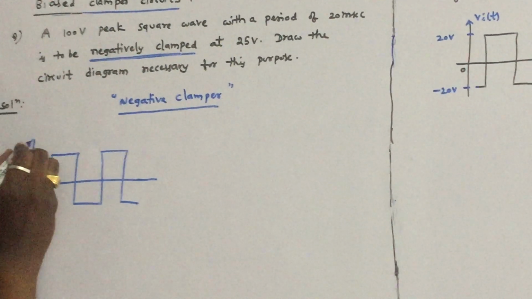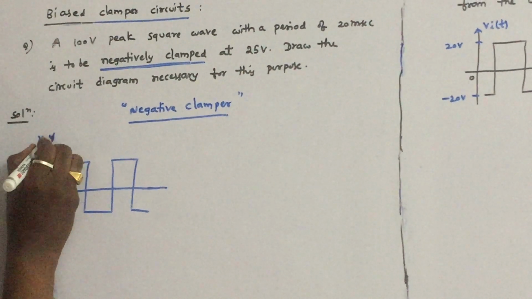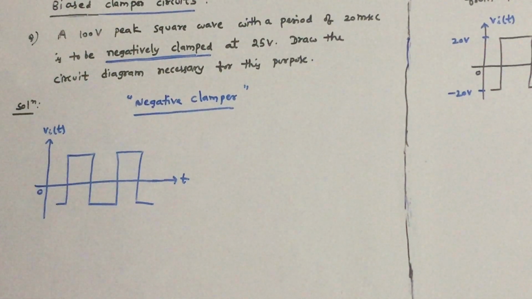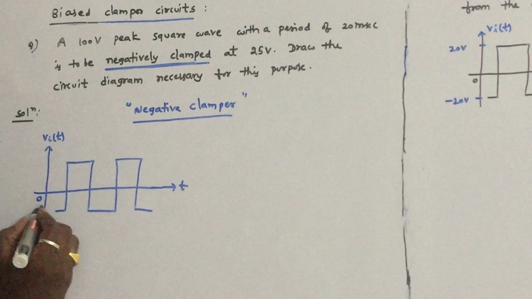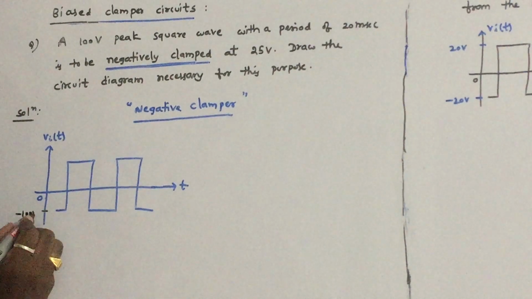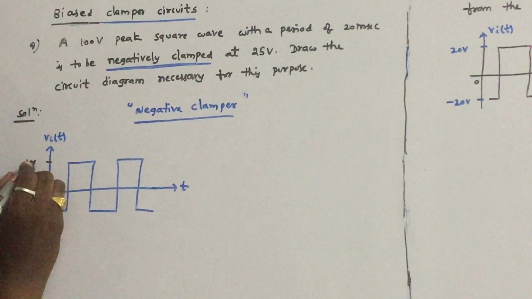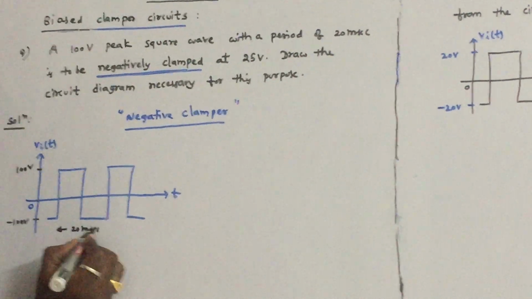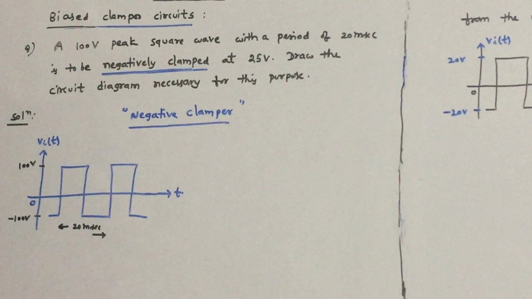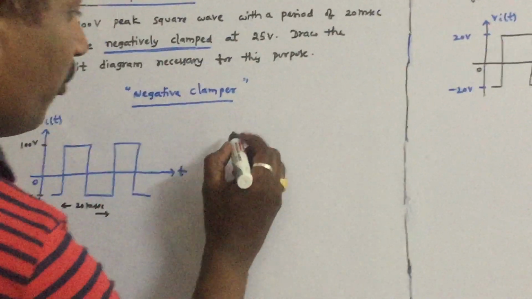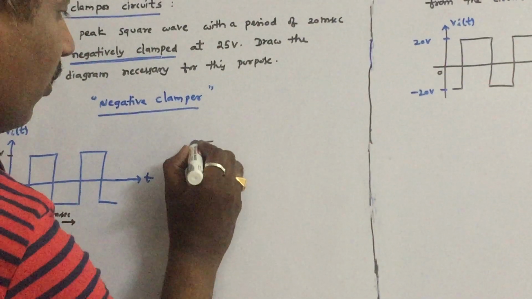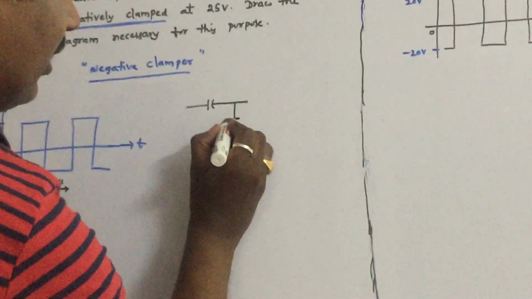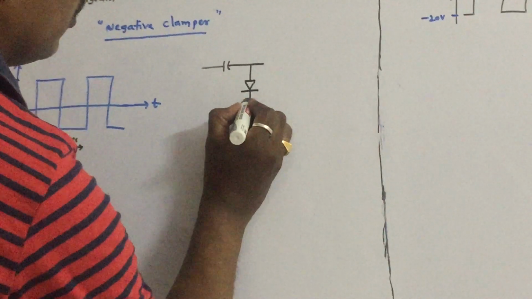So this is the input waveform Vi of t versus t. So 0, 0. So what is this negative peak? The negative peak is minus 100 volts and the positive peak is 100 volts. The time period is given as 20 milliseconds. So it will not make much difference. So what is the negative clamper? You know how to draw the negative clamper circuit. So the diode will be in this direction like this.